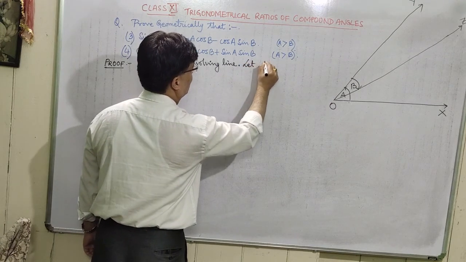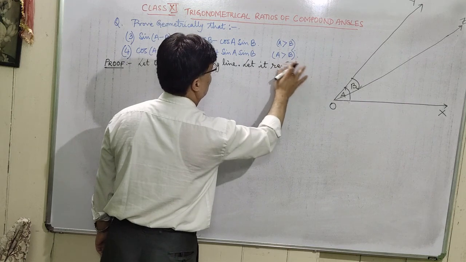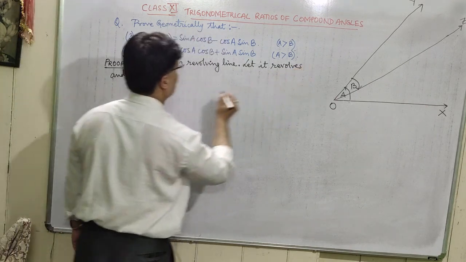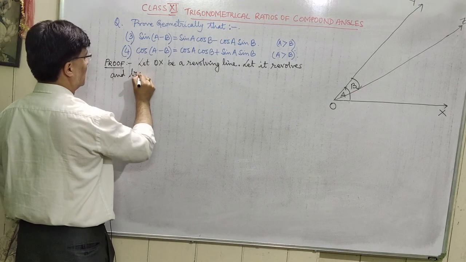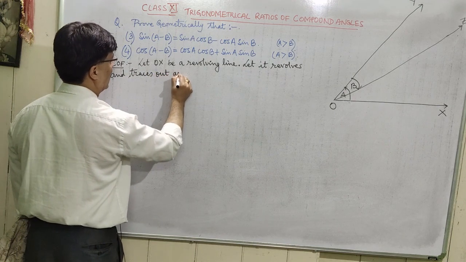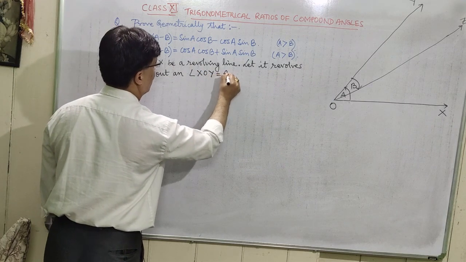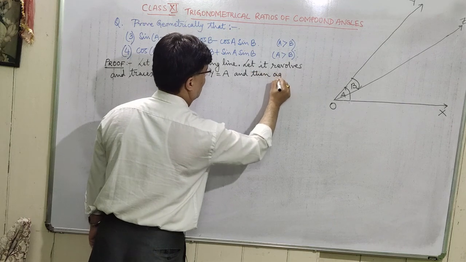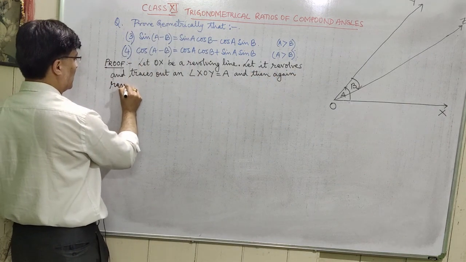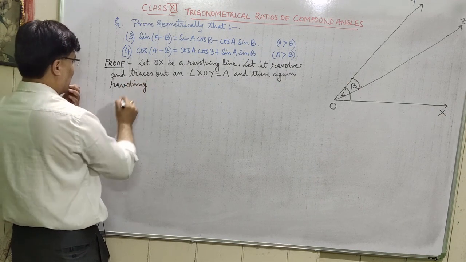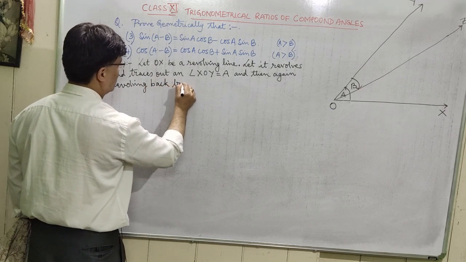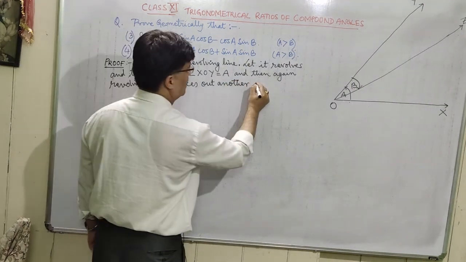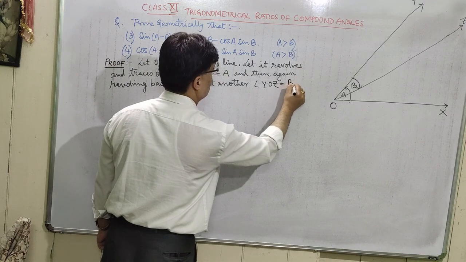Let it revolve and let it trace out an angle XOY equal to A, and then again revolving back, it traces out another angle YOZ equal to B.